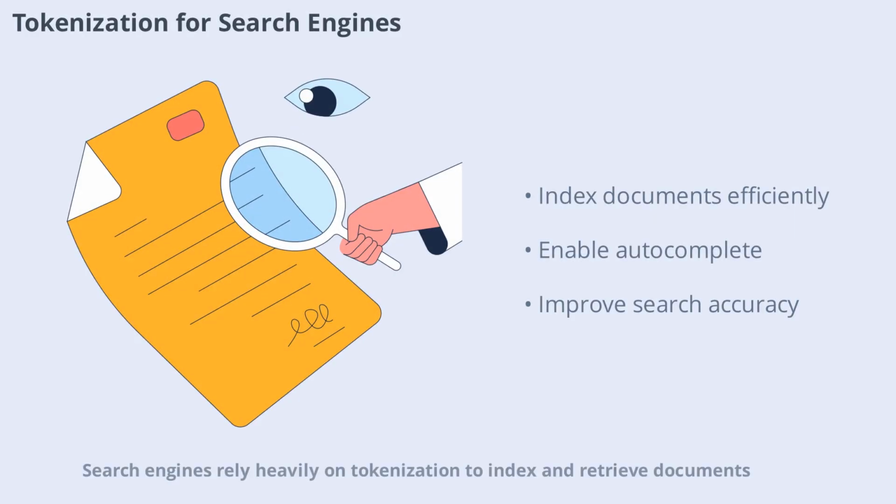Search engines rely heavily on tokenization to index and retrieve documents. By breaking text into tokens, search engines can match user queries with relevant documents more effectively. Tokenization also enables features like autocomplete and spell correction, improving the search experience. Accurate tokenization is essential for delivering fast and relevant search results.